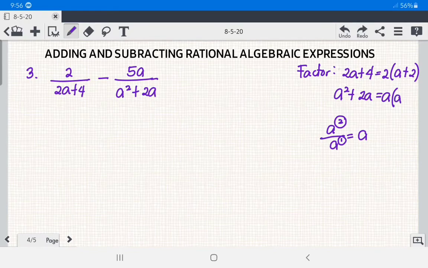Okay, next. For the second term, we have 2a divided by a. Of course, you're going to remove a. So we have only 2, right? So, plus 2.